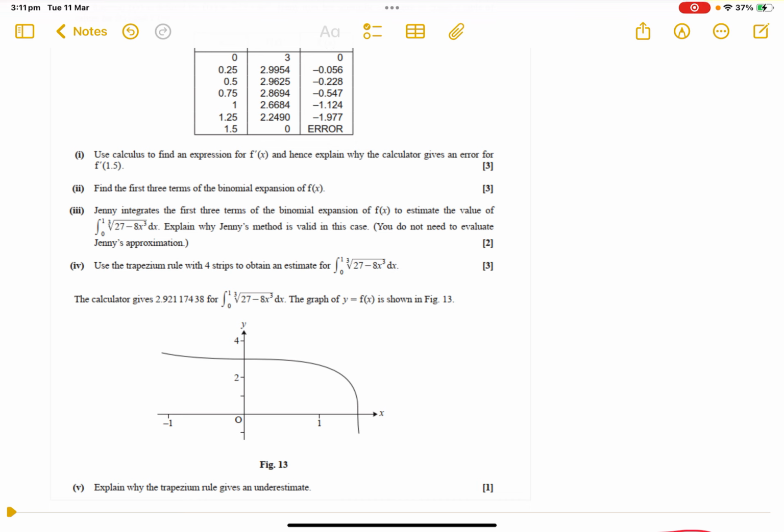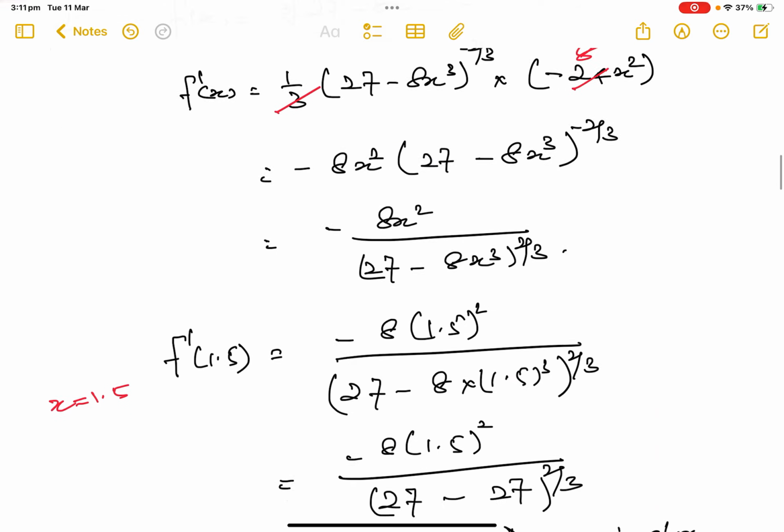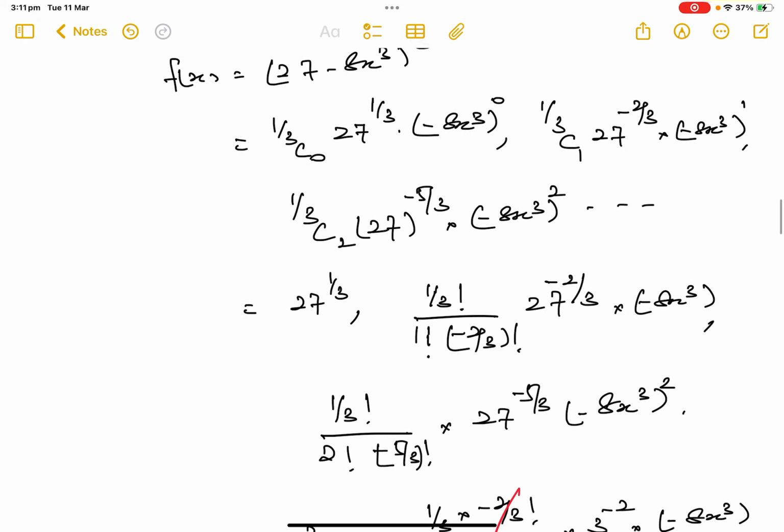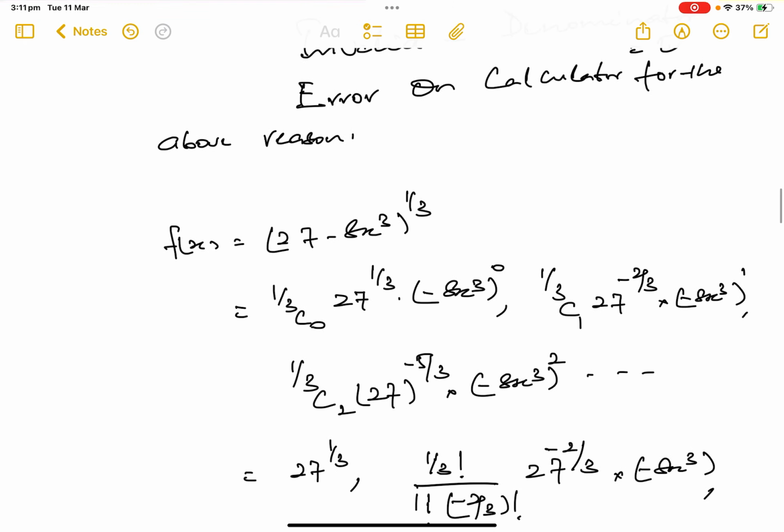Find the first 3 terms of the binomial expansion of f(x). So f(x), we know, I just put it in the form of the power rather than cube root. So f(x) equals (27 minus 8x³) to the power of 1/3.